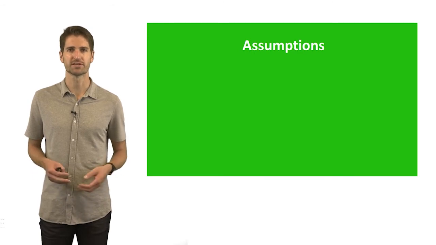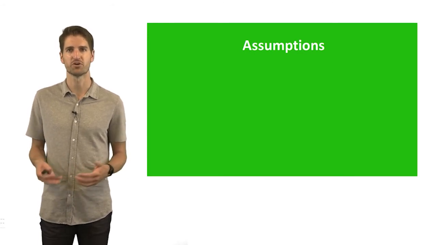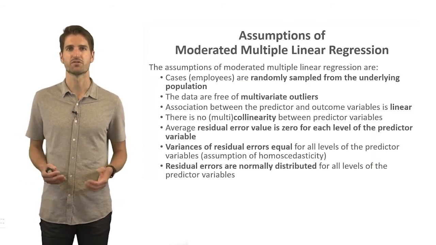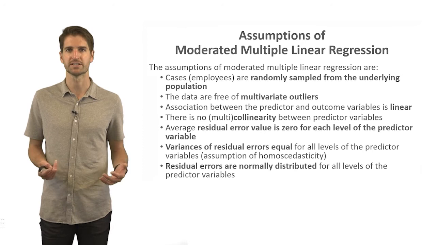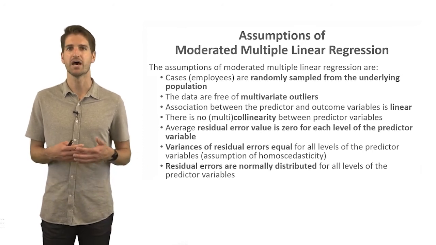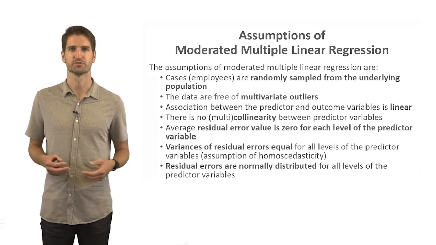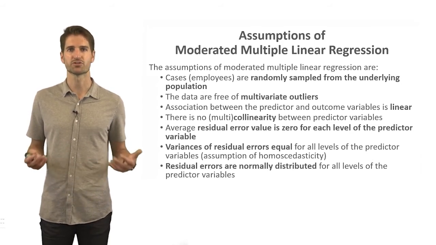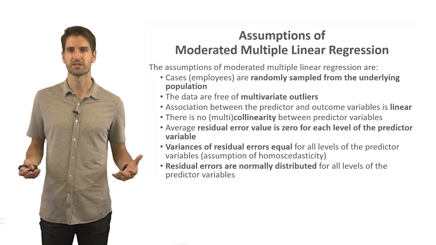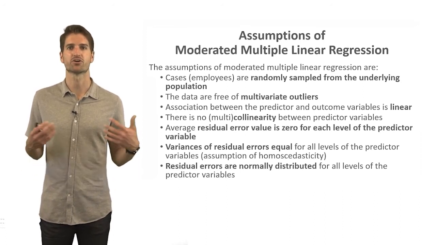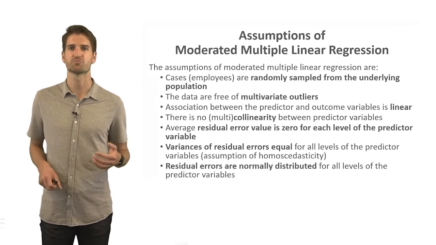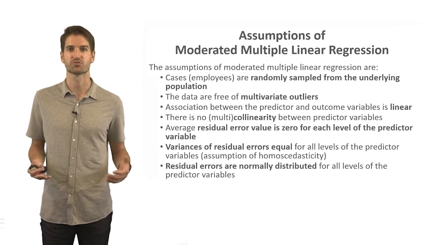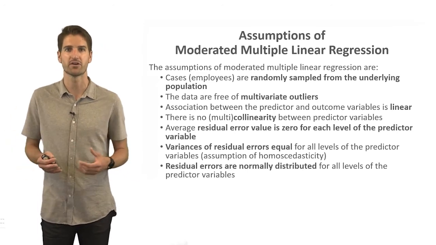Okay, so let's talk about the statistical assumptions underlying moderated multiple linear regression. As I mentioned at the beginning of this lecture, they're the same assumptions as for multiple linear regression, because moderated multiple linear regression is just a specific kind of multiple linear regression. And so the assumptions are as follows. The cases are randomly sampled from the underlying population. The data are free of multivariate outliers. The association between the predictor and outcome variables is linear. There is no collinearity between predictor variables, or at least not a concerning amount of collinearity.